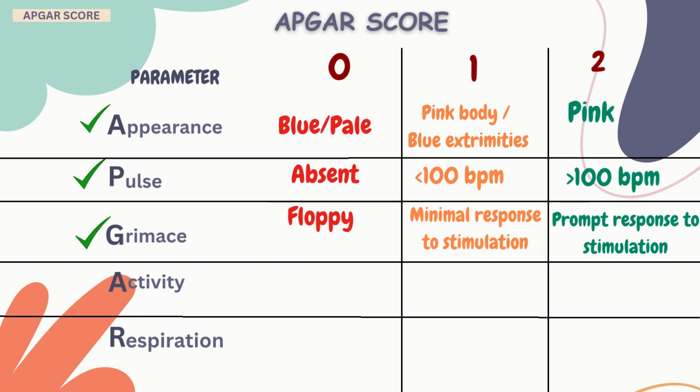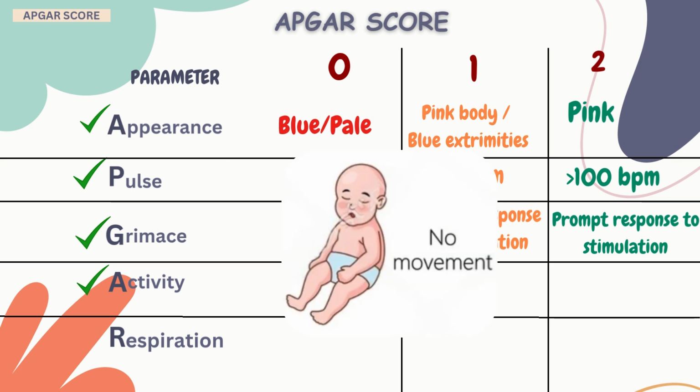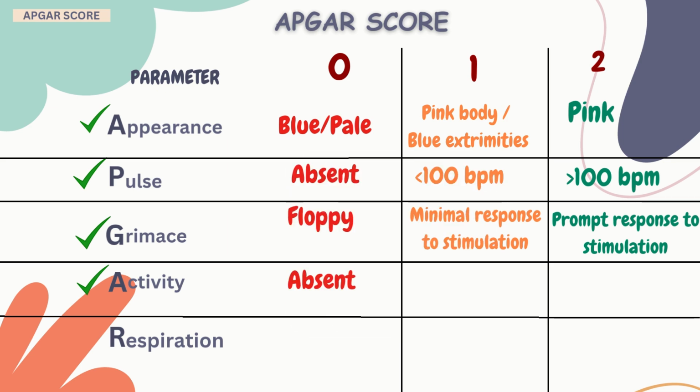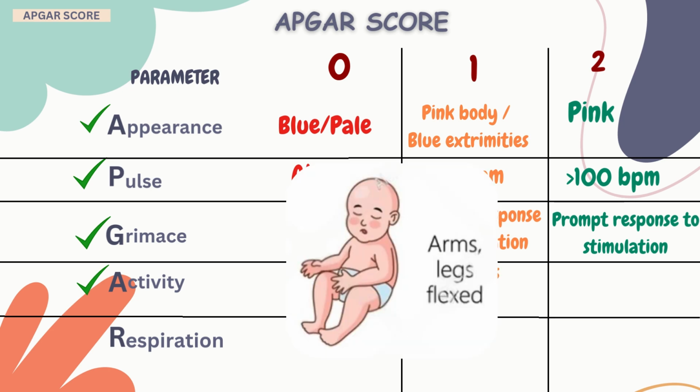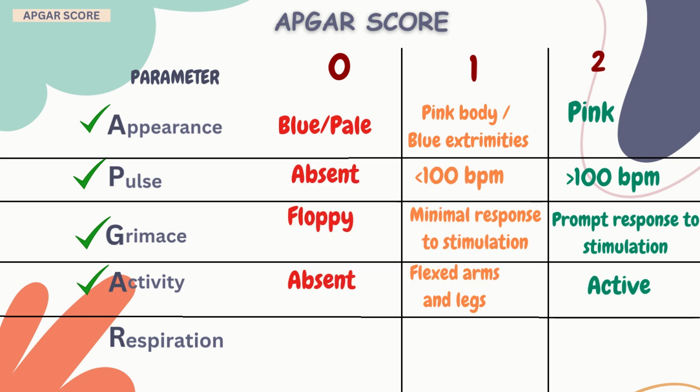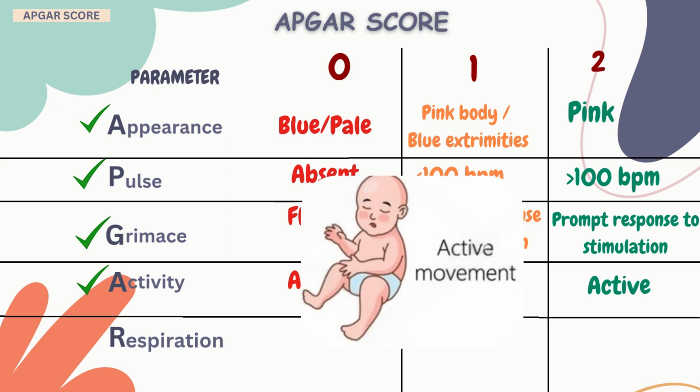Then comes the muscle tone or activity. In inactive neonates with loose and floppy muscle tone, the score given is 0. In neonates with some tone and flexion, the score given is 1. The neonates who are active in motion with a flexed muscle tone that resist some extension, the score given is 2.